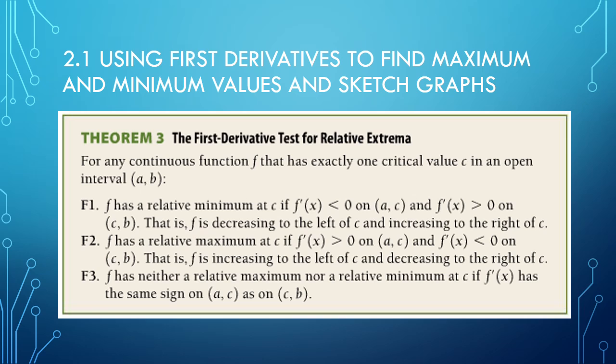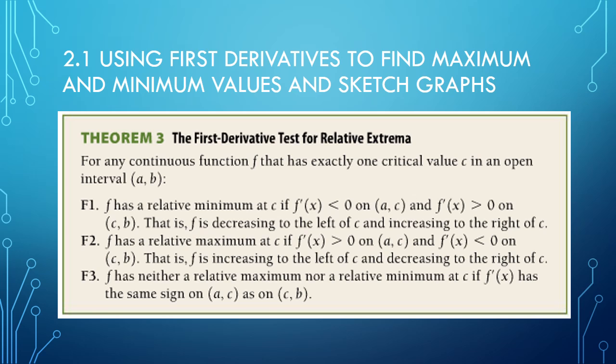In other words, if it is negative on the left side, but then positive on the right, it's decreasing to the left, increasing on the right. The second part says we have a relative maximum if the derivative is positive on AC and negative on CB. In other words, if it is positive on the left and negative on the right, or it's increasing on the left and decreasing on the right.